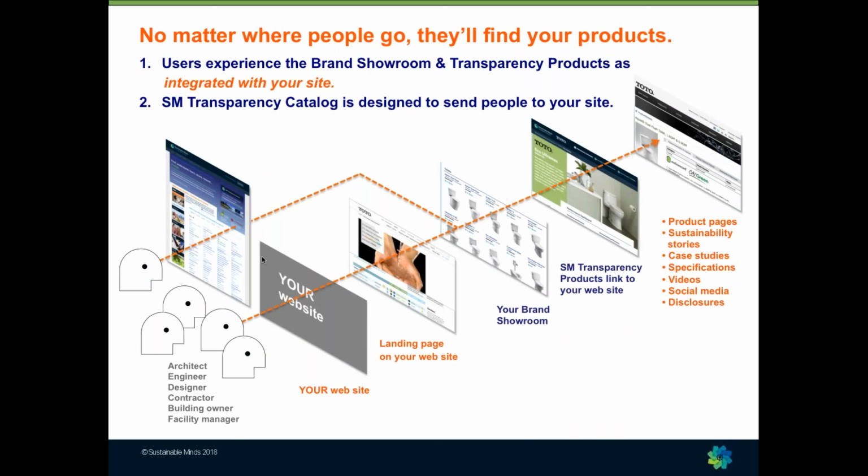And the big idea is that no matter where a user goes, whether it's to a manufacturer's website or to the catalog, they're going to find easily all the manufacturer's products with transparency information. And this diagram, this architecture, is true of the standard listing as well.